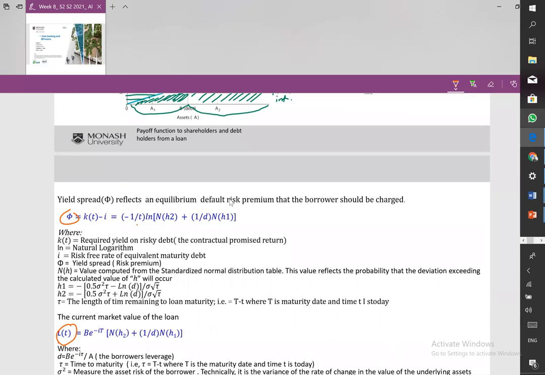All I want you to know, I don't want you to worry about all those formulas, is that we calculate what we call the premium and the value of the company, which is what the bank actually cares about. Now we get the normal distribution of N(H1) and then N(H2). This is the value under the Z curve. Now in the exam, I will give you N(H1) and N(H2). You don't have to use the tables. Having said that, let's take an example.